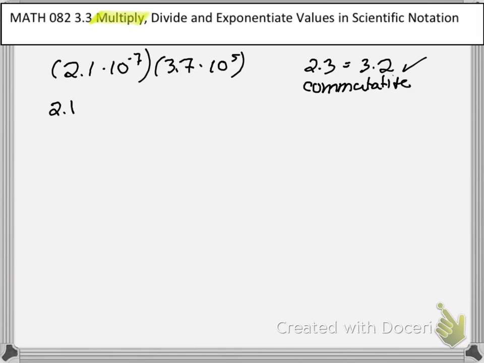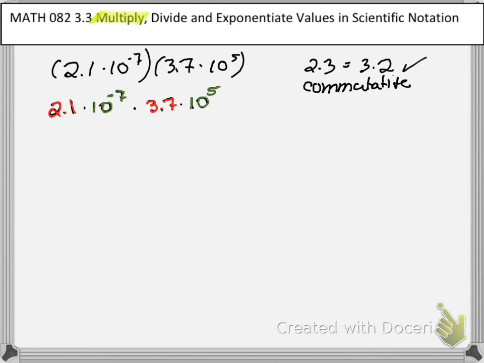We have 2.1 times 10 to the negative 7th times 3.7 times 10 to the 5th power. And because multiplication is commutative, that means my numbers can commute. They can go anywhere I want them to go, and I want them to be rearranged so that they're easier to simplify.